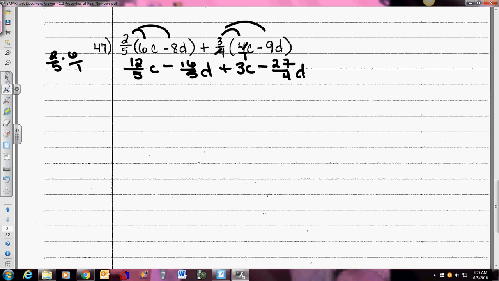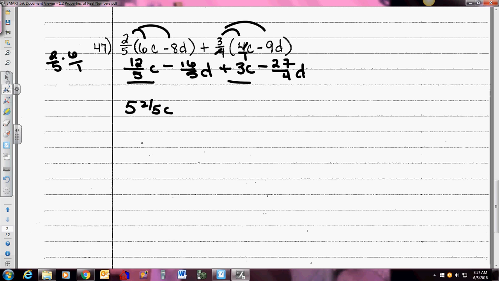So here's where I would be okay if you used a calculator. This isn't a big deal. Most of these aren't common denominators, so we don't need to take time finding common denominators. You have a calculator, let's use it. So the c's are going to be able to be combined. 12/5 plus 3. If you use your calculator, you're going to get 5 and 2/5 c, or you're going to get 27 over 5. It's all the same.